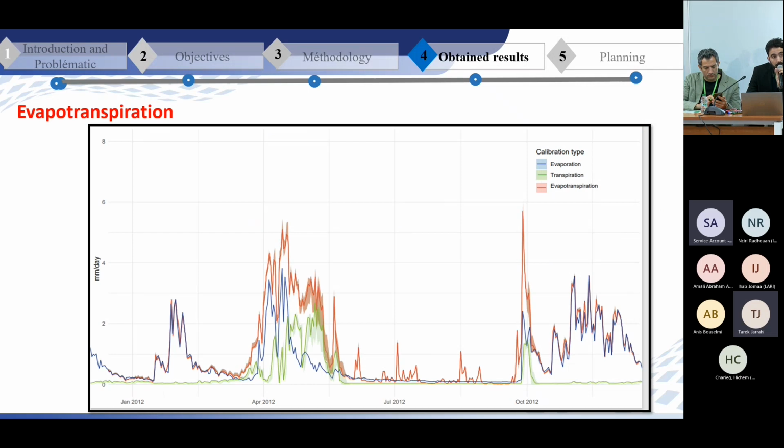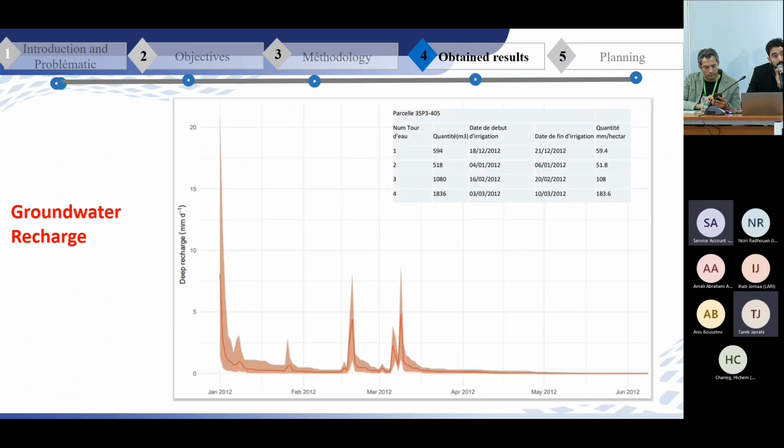So here's what the model can output for the evapotranspiration, where we can partition the evapotranspiration into evaporation and transpiration. And our main goal is the estimation of groundwater recharge. We can see that the peaks match with the irrigation events. Not perfectly, but we have a delayed time. It's the time consumed by the water to go through the layers to reach the aquifer.